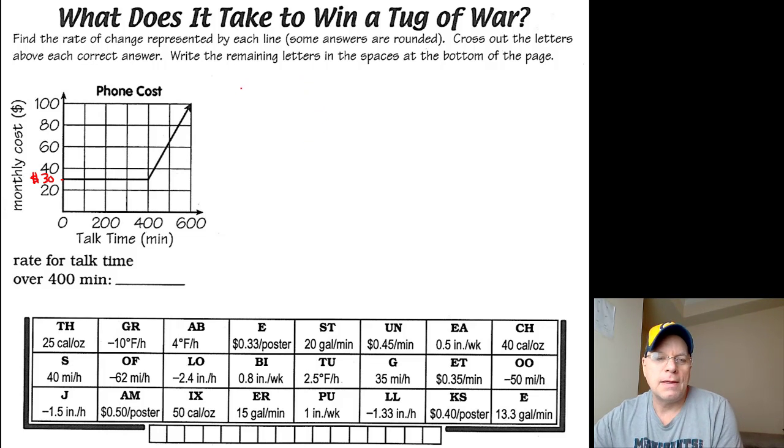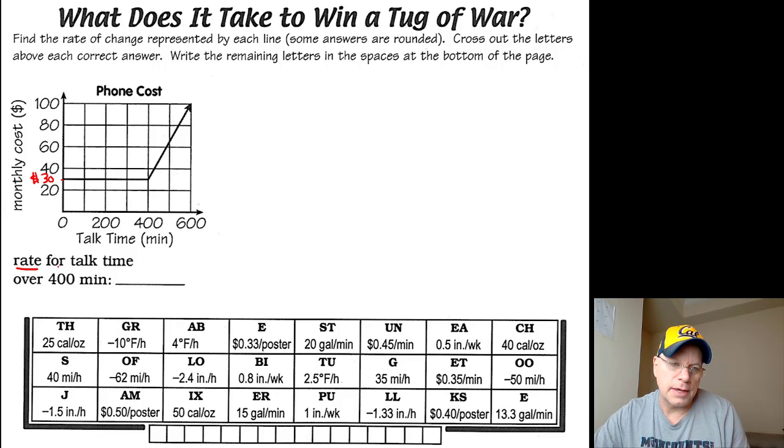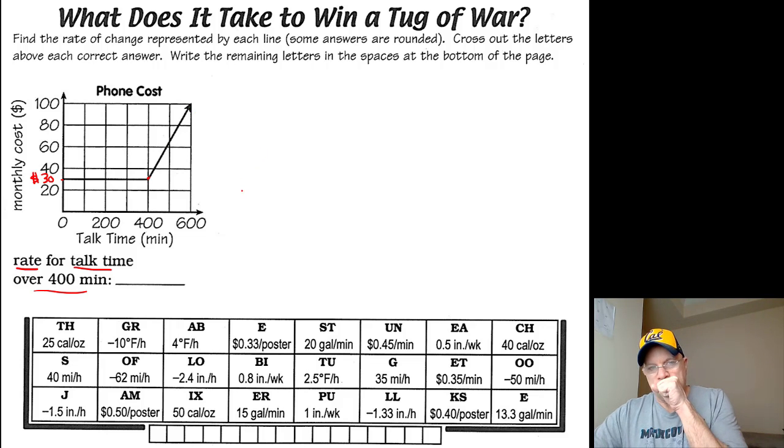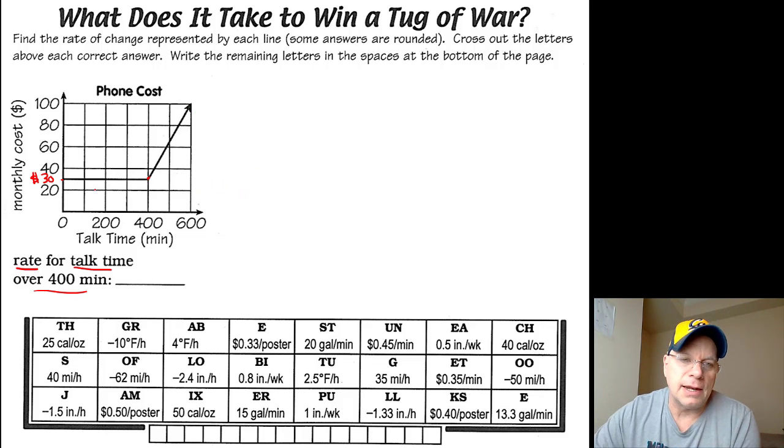Okay, so the rate that they're asking us for is for the talk time over 400 minutes. So it's essentially just saying find the rate of change of this steep part, this ray that starts here and goes infinitely in this direction. But I can't help myself. We'll talk about the rate of change of this other part in a minute. But for right now, let's just find the rate of change of this line.